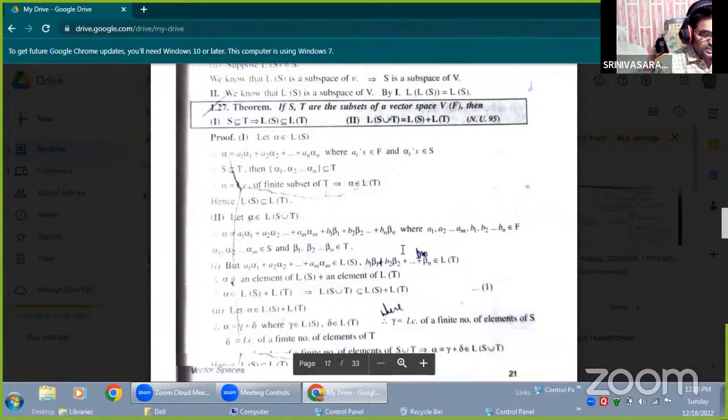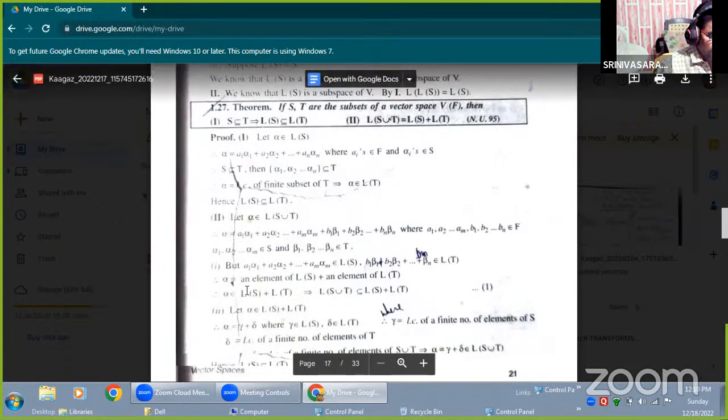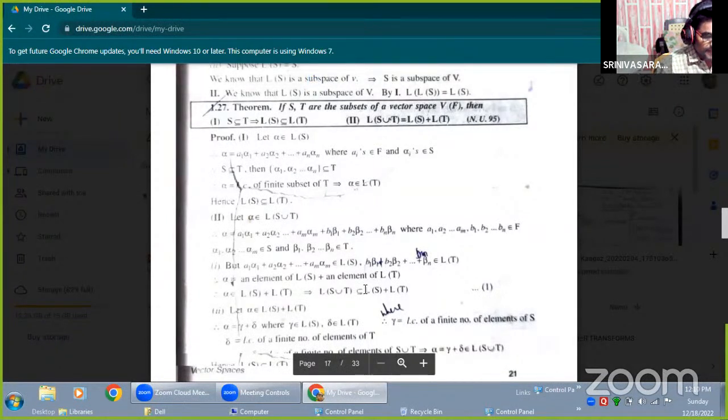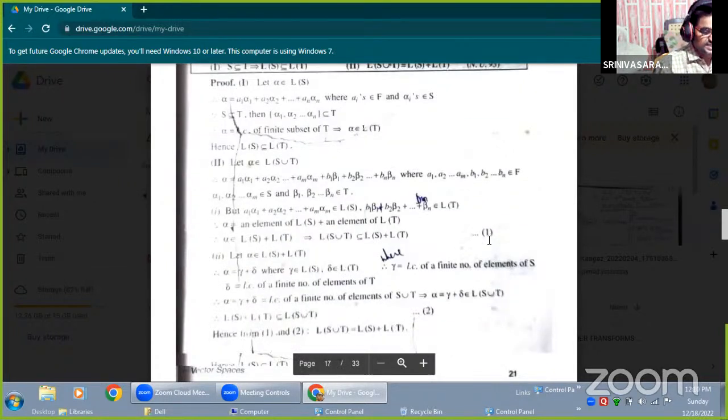All the a values and b values are field elements, that is, scalars. That's why all alpha values are in the subset capital S, and all beta values belong to the capital T. So the a i alpha i values belong to L of S, and all the b i beta i values belong to L of T. Finally, alpha equals an element of L of S plus an element of L of T. Therefore, alpha also belongs to L of S plus L of T. That is, L of S union T is contained in or equal to L of S plus L of T. Say this is the first equation.